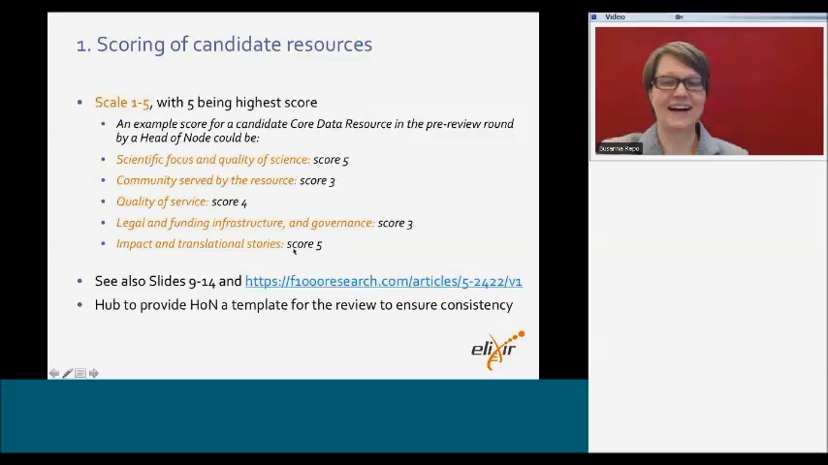Yes, it doesn't mean to be uneven rating. So it is the same scale from 1 to 5 that is used for each of these 5 different categories. So basically what I try to say in this slide is to show that a head of node may decide that the scientific focus and quality of services is the highest, 5, but then some other areas they might think that, okay, well, that's not equally excellent, we will give a lower score. So it's not meant to be unequal rating. Okay, so it's not weighted. Okay, that's fine. Very good.